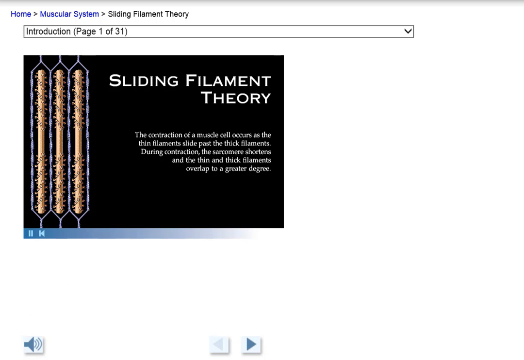Of how a muscle cell contracts is the sliding filament theory, which states that the contraction of a muscle cell occurs as the thin filaments slide past the thick filaments. During contraction, the sarcomere shortens and the thin and thick filaments overlap to a greater degree.